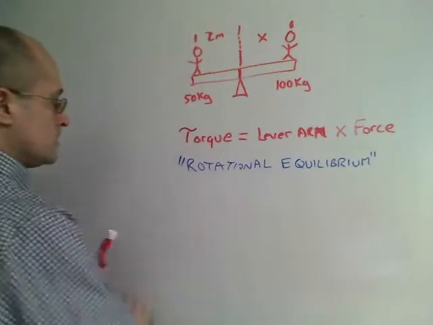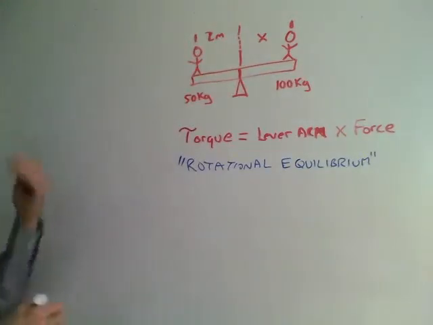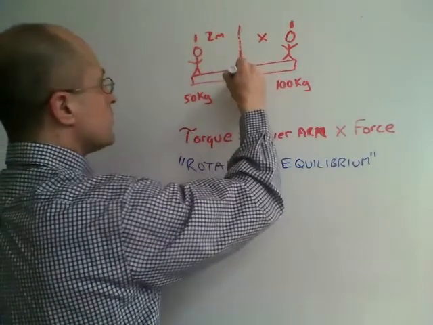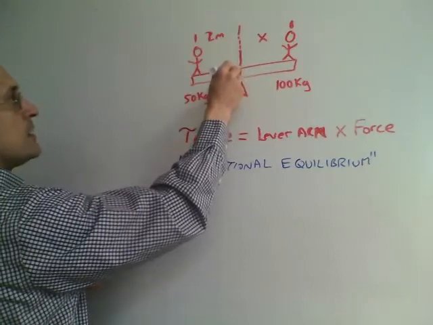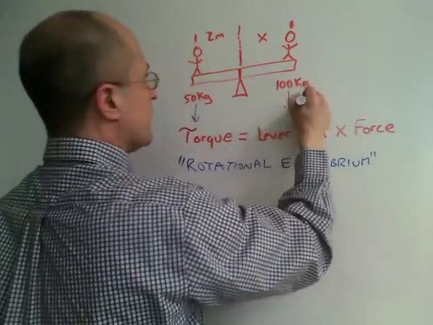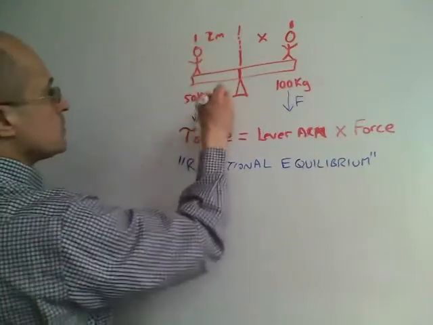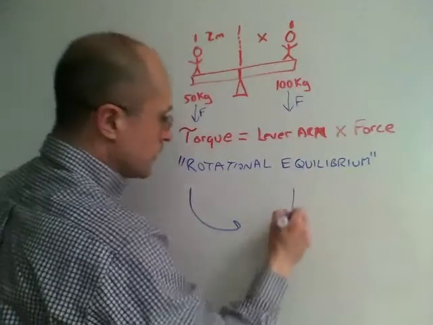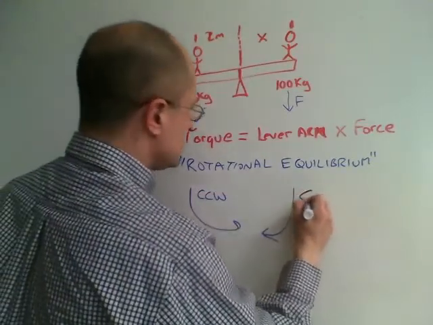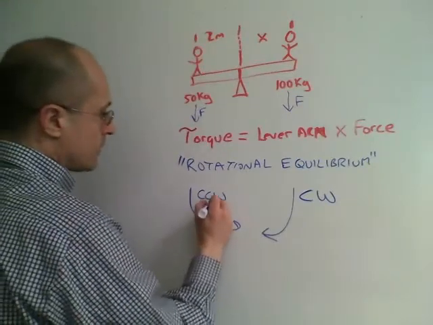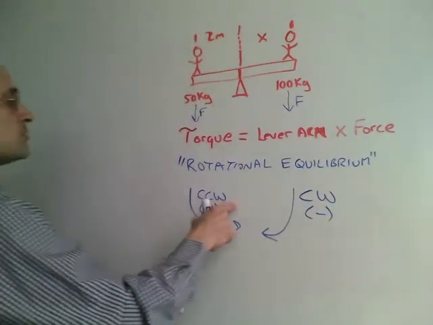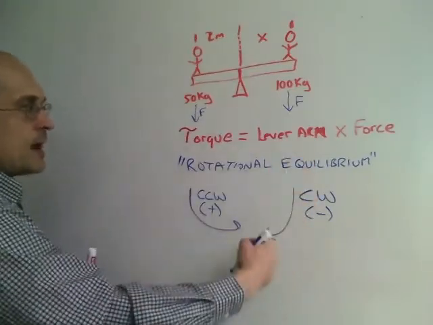So we can use our rotational equilibrium. Now we have to think about something, because we said that torques cause rotations. So there's some rotation about where the teeter-totter sits. This kid's force is down from gravity. This kid's force is also down from gravity. So this force wants to cause a rotation this way, and this one wants to cause a rotation the other way. This is what we call a counterclockwise rotation, and this is what we call clockwise. Normally counterclockwise is positive, and clockwise is negative. So when you sum up your torques, counterclockwise is positive and clockwise is negative.